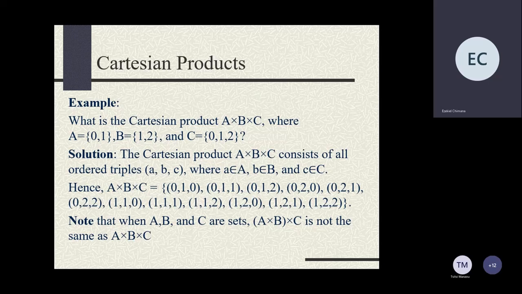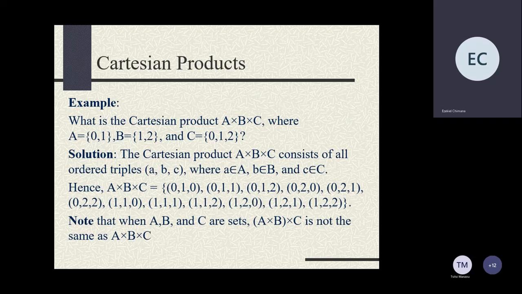And then you go on to do it for the first element in A, and then for the second element in B, with the rest of the elements in C, where you'll be zero by two by zero, zero by two by one, zero by two by two. And then you go on to the next element in A, where you'll be doing 1 by 1 by 0, 1 by 1 by 1, 1 by 1 by 2. And then after that, you switch to the next element in B, and you do it with the rest of the elements in C, which will be 1 by 2 by 0, 1 by 2 by 1, 1 by 2 by 2.